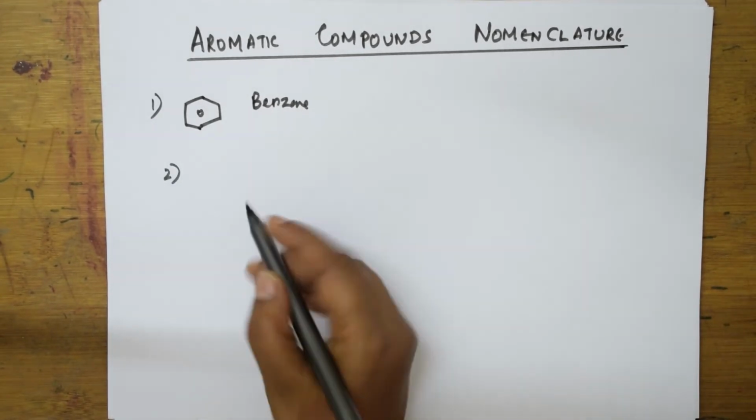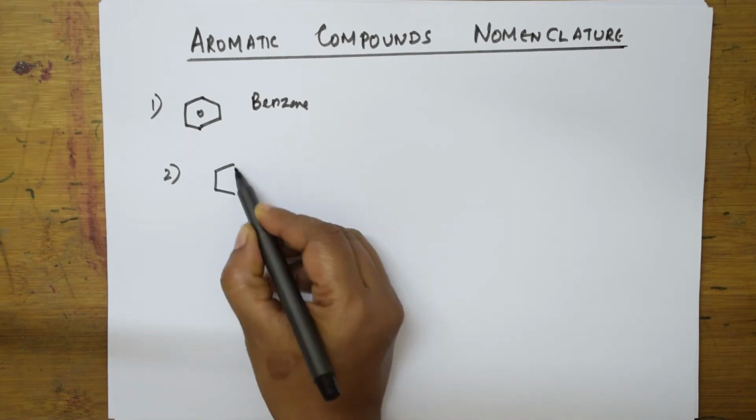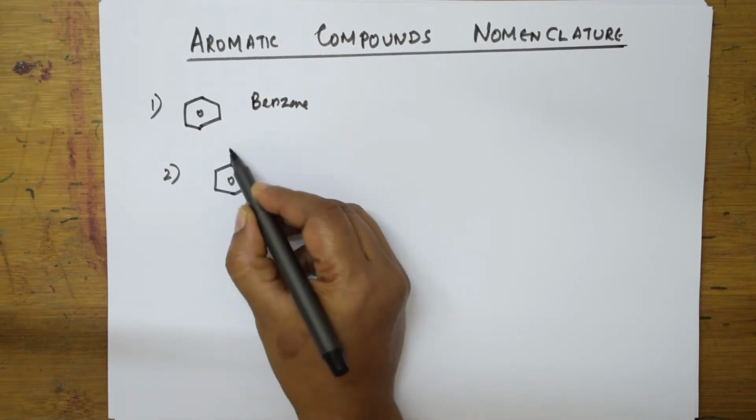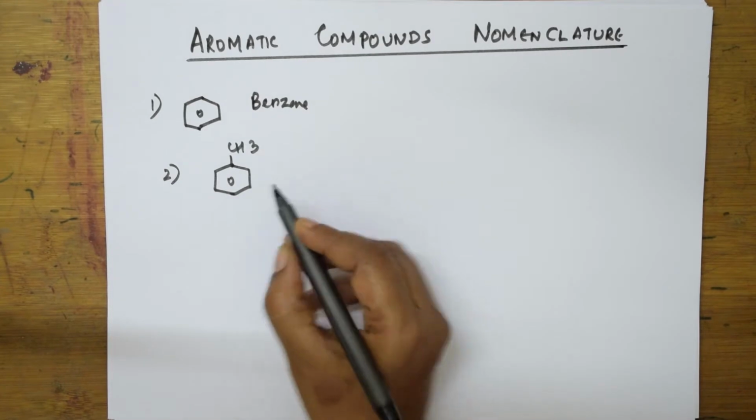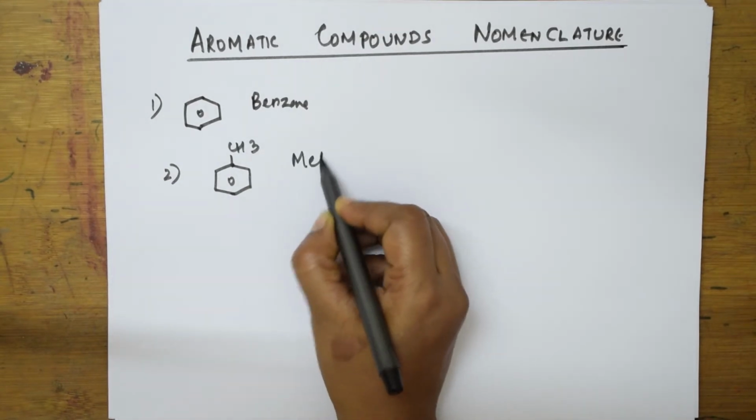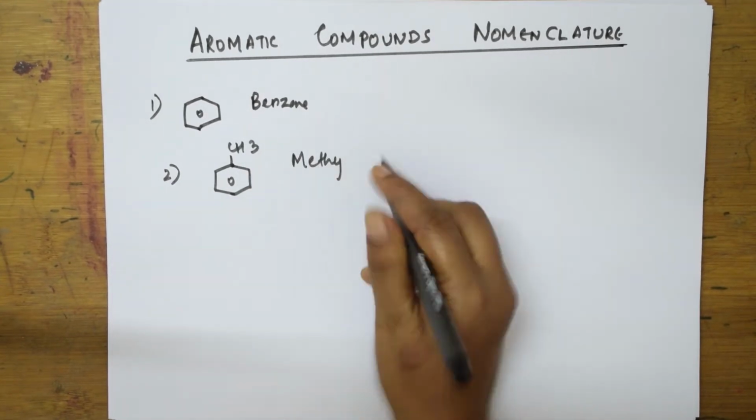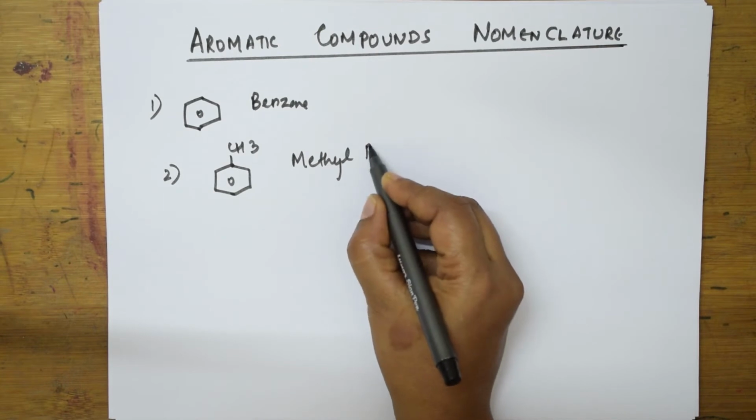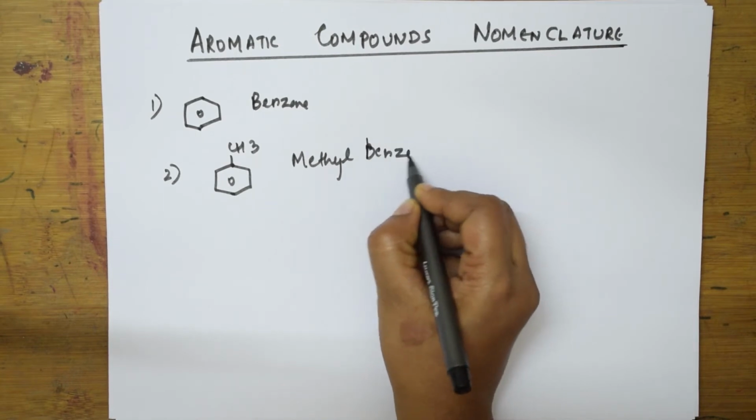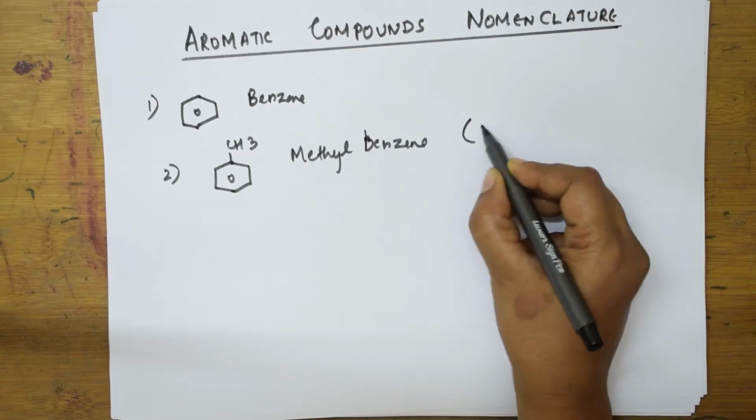Now this is benzene. Suppose to this benzene ring, I introduce a methyl group, then this compound is called methyl benzene. This is methyl, in small letters, benzene. This is also called toluene.